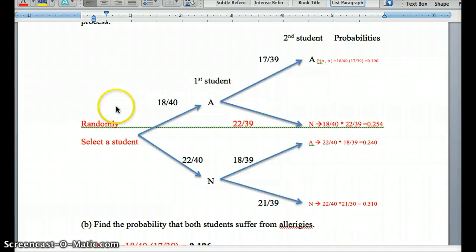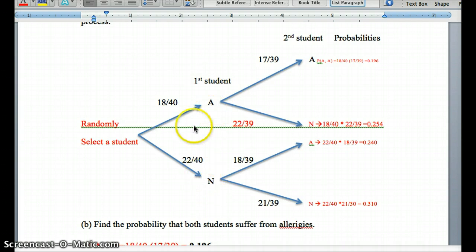Okay, let's look at what your tree diagram should look like. If we randomly select a student, 18 out of the 40 have allergies. So there's an 18 out of 40 chance that we pick a sneezer, somebody with allergies. 22 out of 40 don't have allergies, so there's a 22 over 40 chance that we don't get allergies. So these are our first student's possibilities.